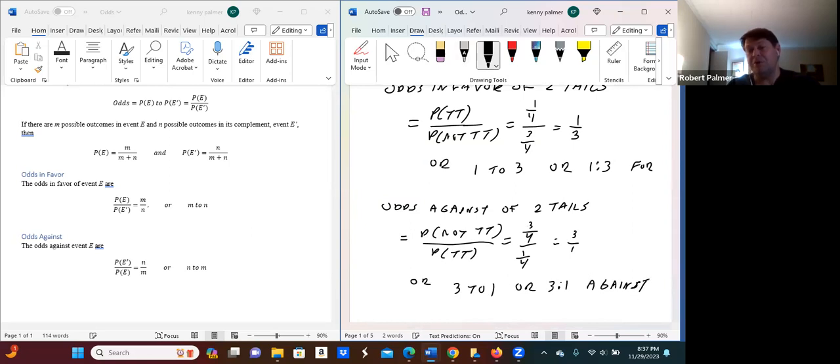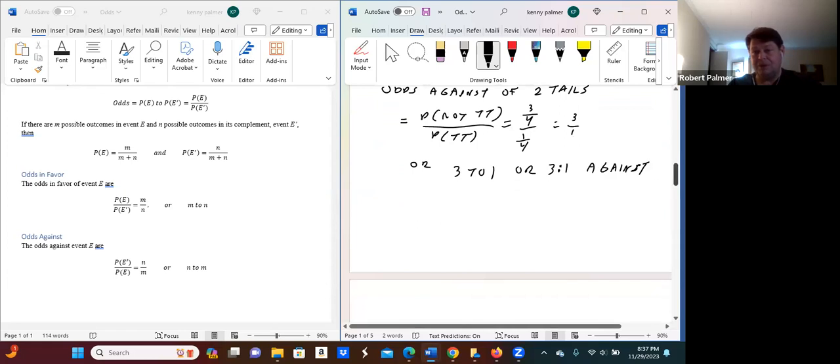Okay, so there are 3-to-1 odds against. So in this case, it means it's 3 times as likely to get something else than to get two tails. Okay, let's do one more example.